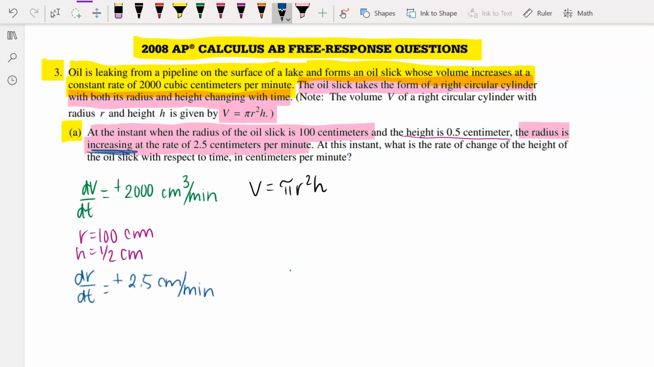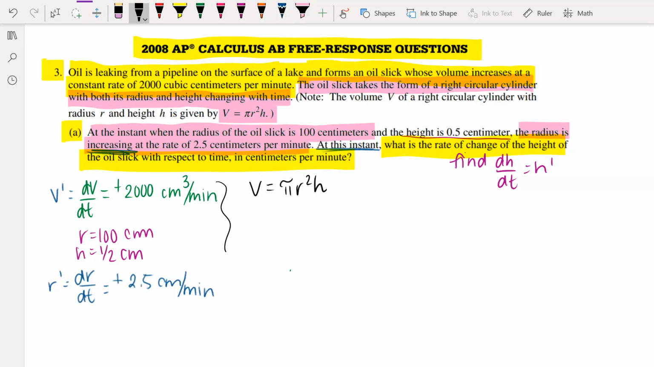At this instant, what is the rate of change of the height of the oil slick? So it wants us to find dh/dt. And if you prefer h prime, that's fine, or over here if you prefer V prime or r prime, whatever notation best fits you. So what we're going to do is take this volume formula and take the derivative with respect to time.